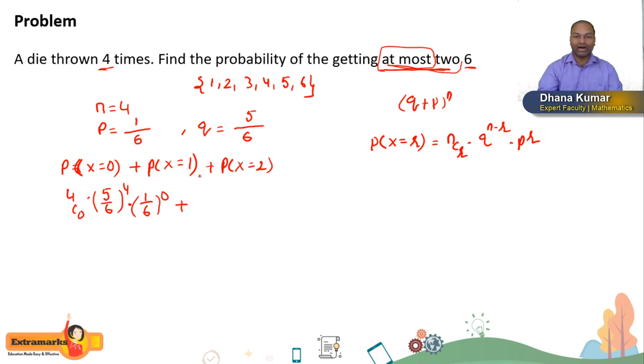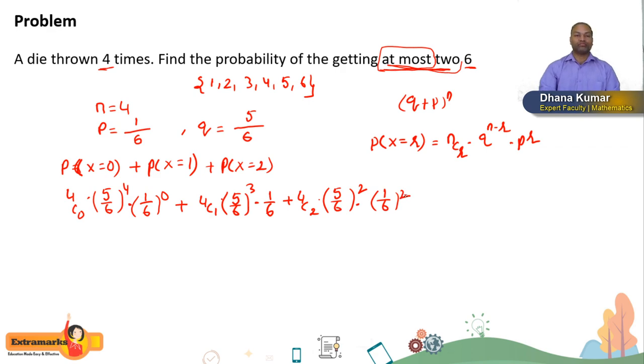Okay, now let us come to the next. X is equal to 1. Substitute r is equal to 1 here: 4C1 into 5 by 6 power n minus r, that is 4 minus 1, 3, into 1 by 6. Let us come to the next part: 4C2 into 5 by 6 power 4 minus 2, 2, into p, p is 1 by 6, 1 by 6 power 2. Okay, now simplification.